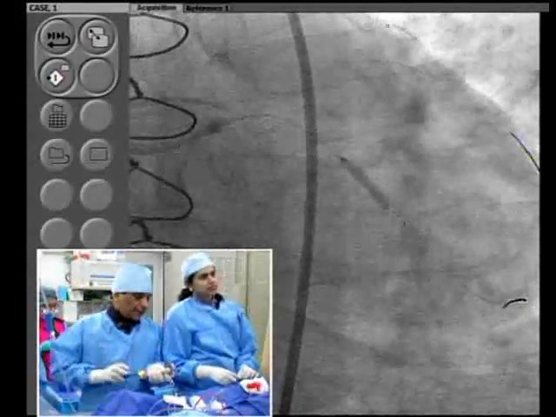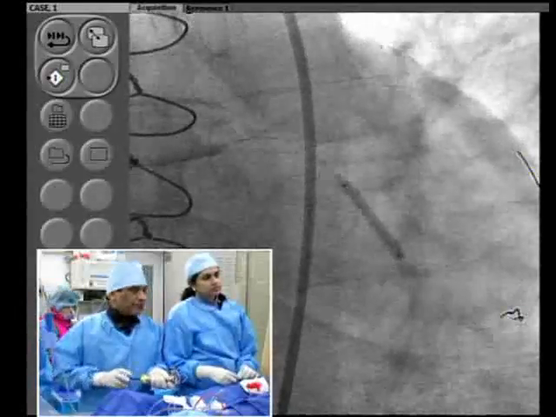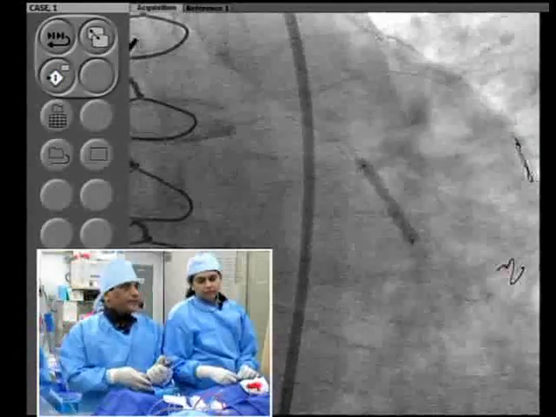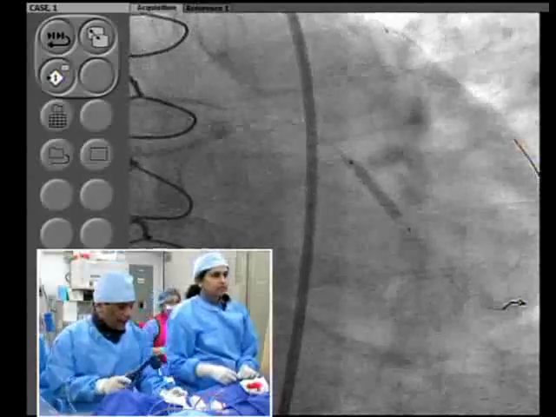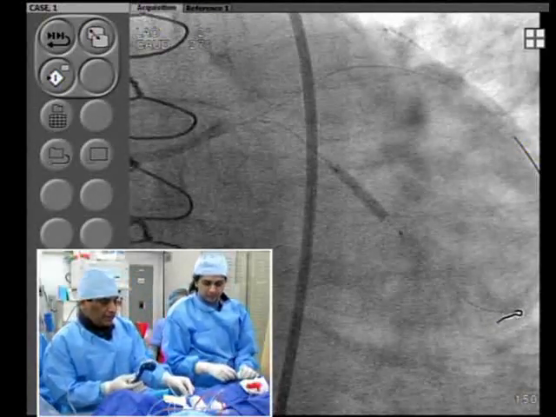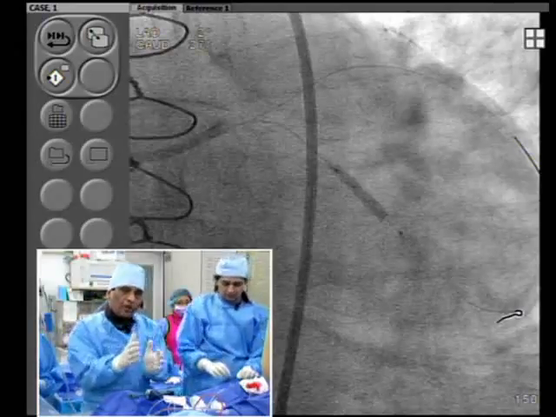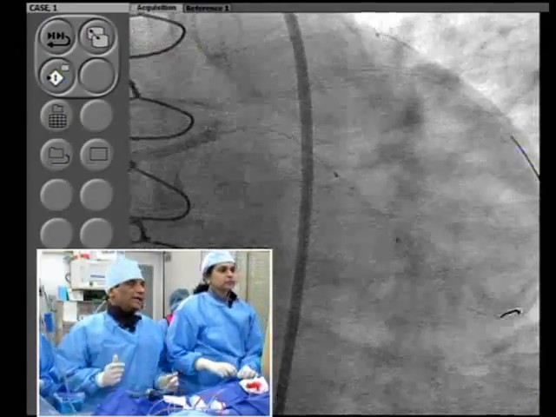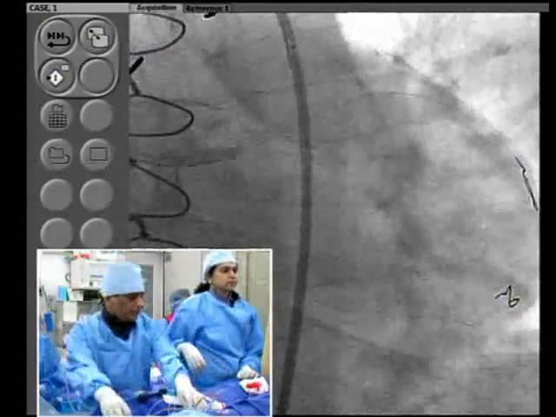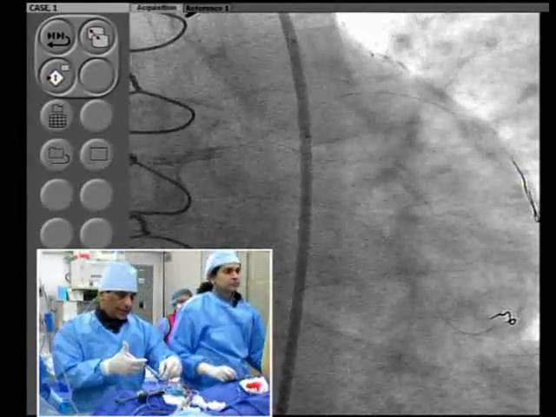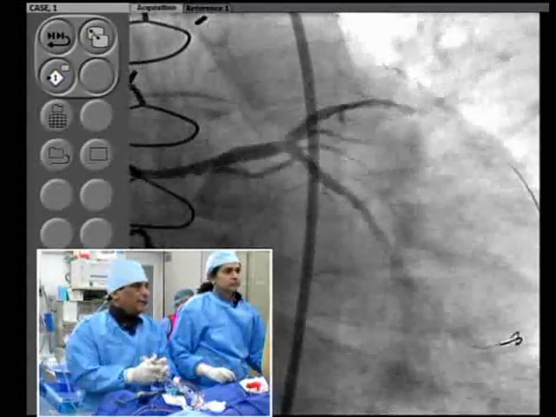This is a 2.75, 20 NC Voyager, and go to about 20 atmospheres. In some cases, you may need to go to a higher pressure, up to 24 or 26, but then in those cases, use a focal balloon. You don't need a large-size balloon. Now, we are ready to take a picture to see if the edges and things are okay.